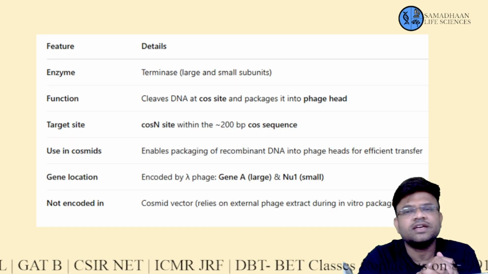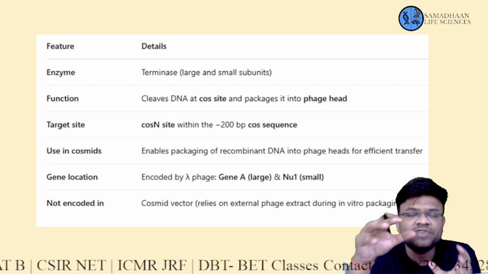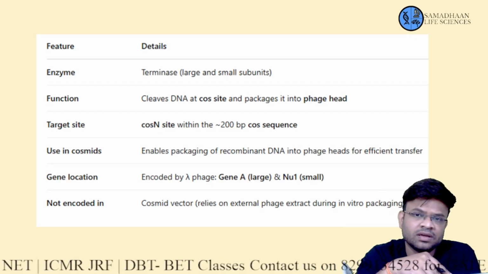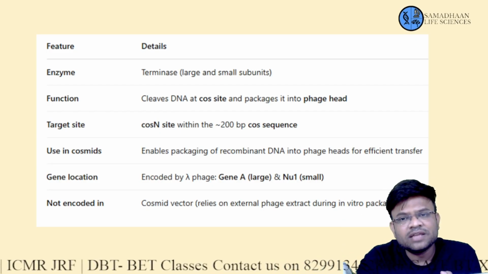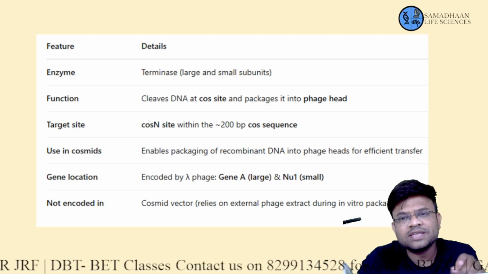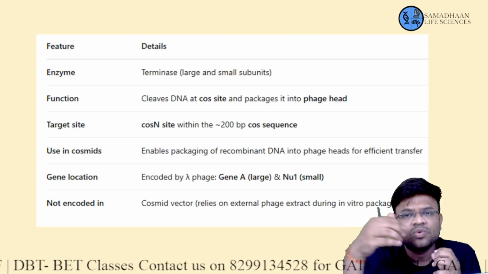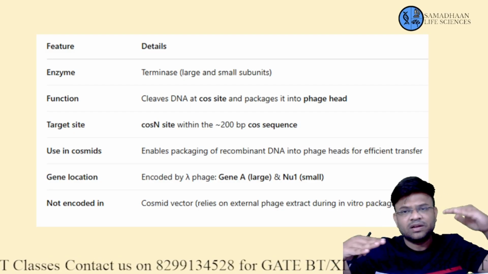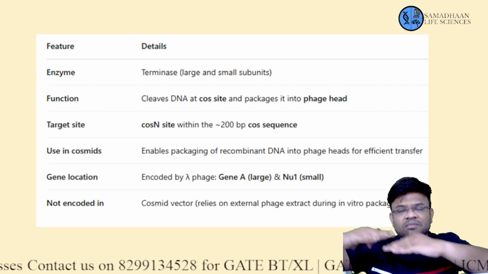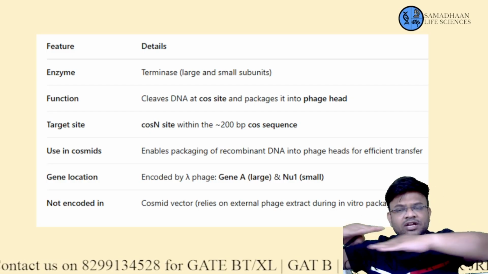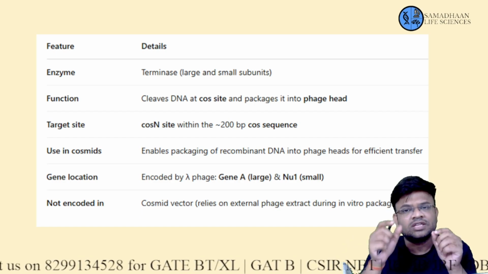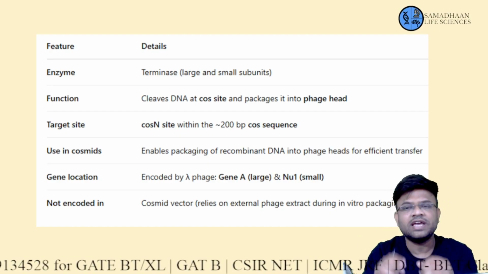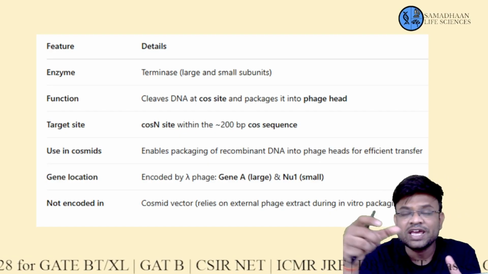Now cos site is present inside the lambda phage genome, and it is cleaved by the terminase enzyme. After cleaving by the terminase enzyme, it produces cohesive ends. Now with the help of the cohesive ends, multiple lambda phage genomes can combine together. That means they can align together in this way. And the cos site also helps in packaging this lambda phage DNA inside the phage head.